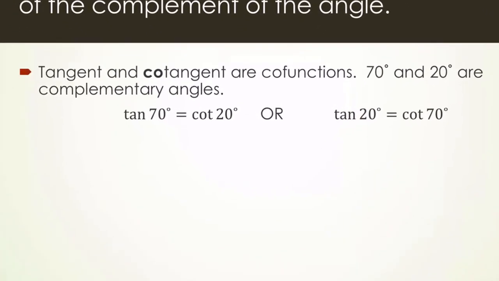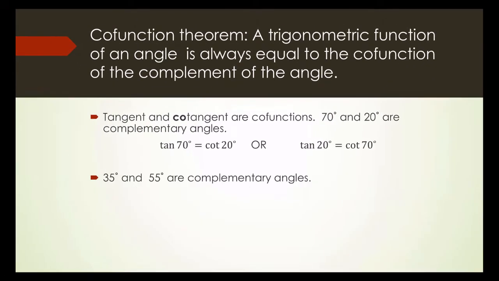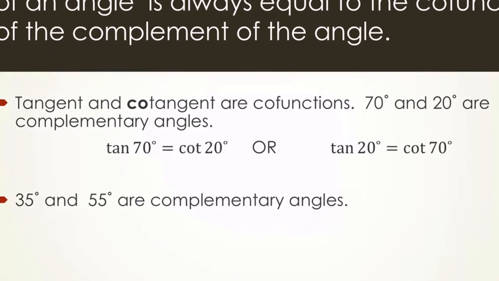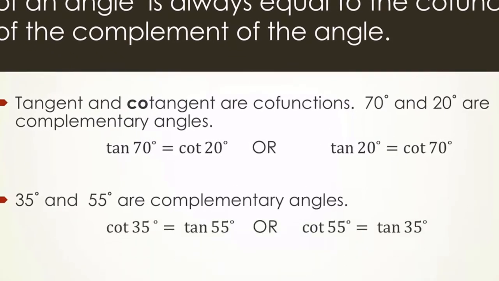What the cofunction theorem says is that since tangent and cotangent are cofunctions, if you take the 2 complementary angles and put 1 in each function, then the 2 outputs, tan of 70 degrees and cotangent of 20 degrees, you can check your calculator, produce the same number. They have the same value, so they're equal. Looking at another pair of complementary angles, 35 degrees and 55 degrees, we can again put those 2 angles into the functions, and the cofunctions will be equal to each other, as you can see here.